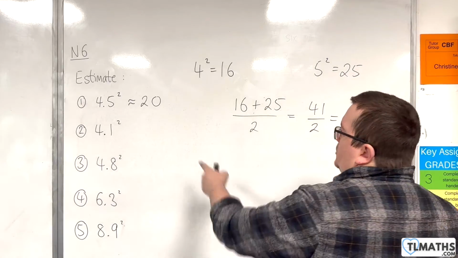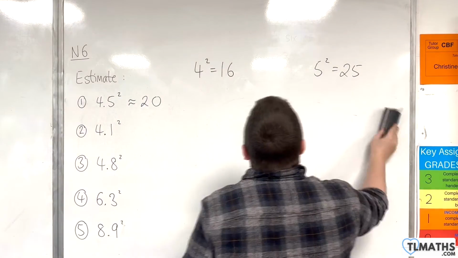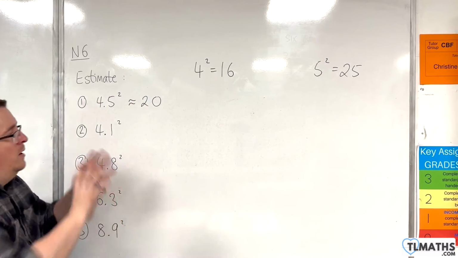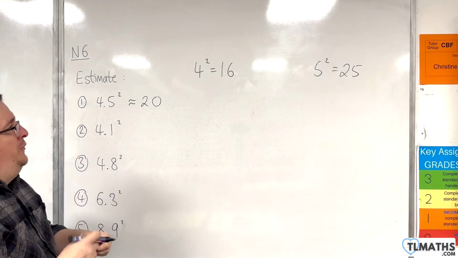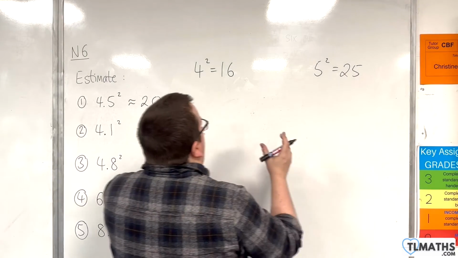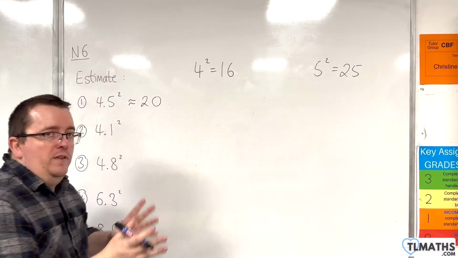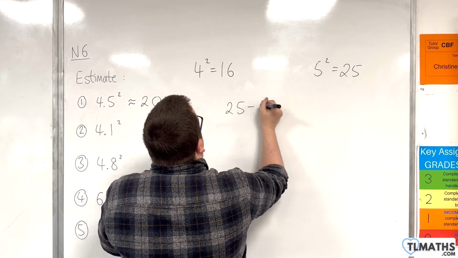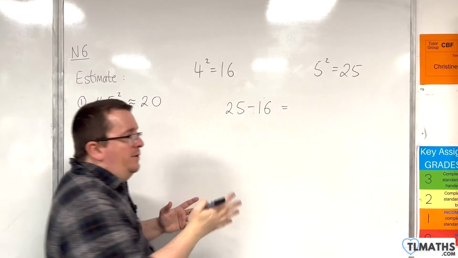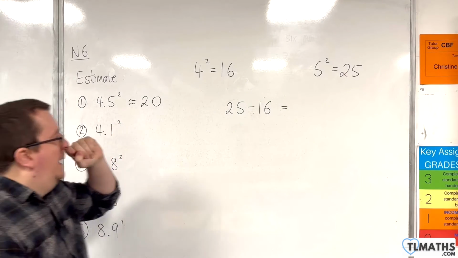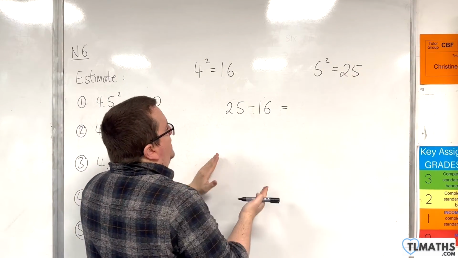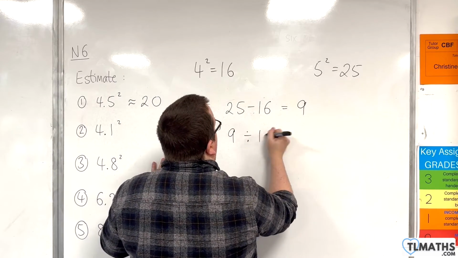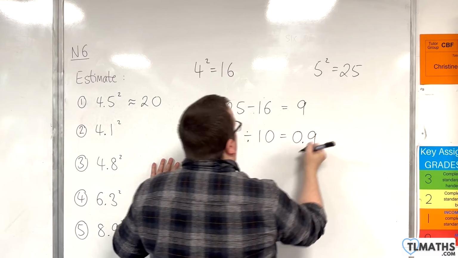So our next example is 4.1 squared, which again is going to be somewhere between 16 and 25. But how much? How far along is it? So what I could use is that interpolation method that I showed in the previous video. The gap between 25 and 16, essentially you could do this for the 4.5 squared as well, is 9. And if I divide that into 10 pieces, that's 0.9.